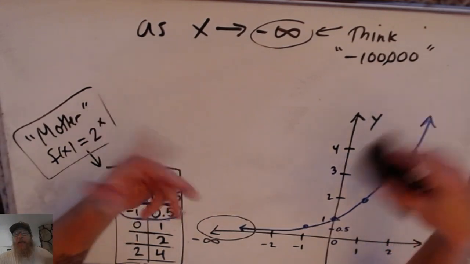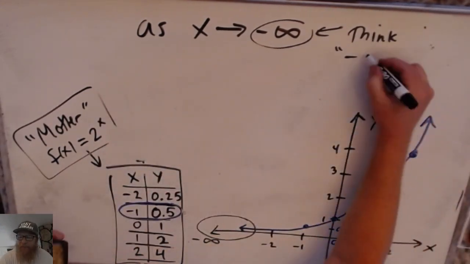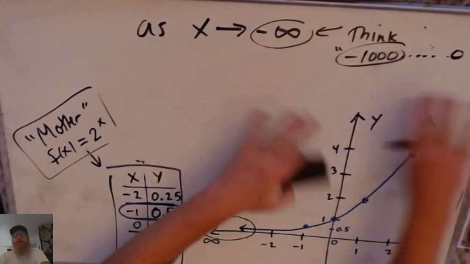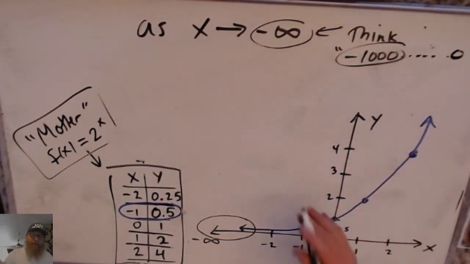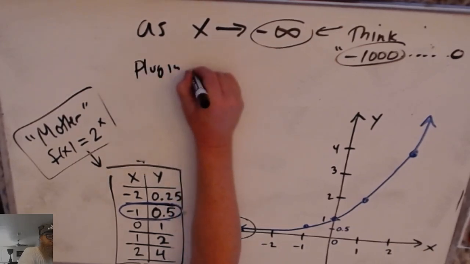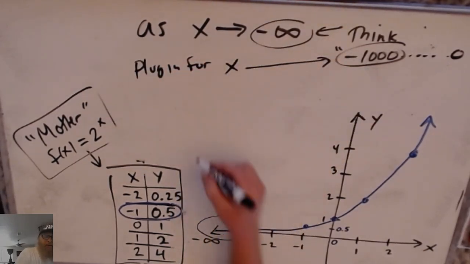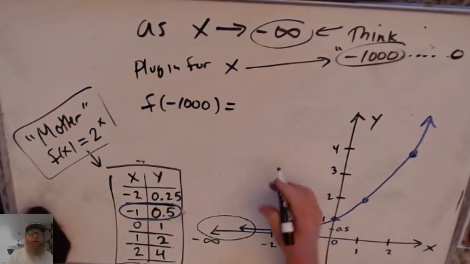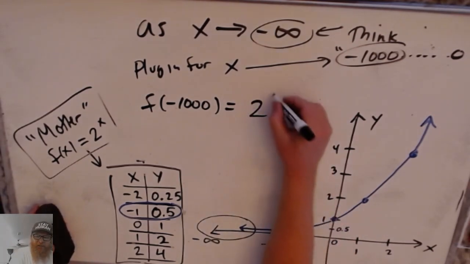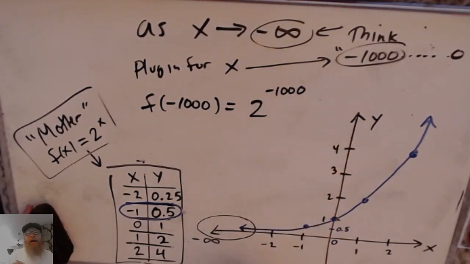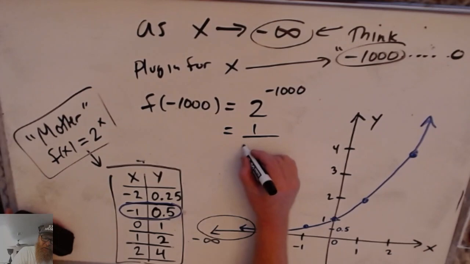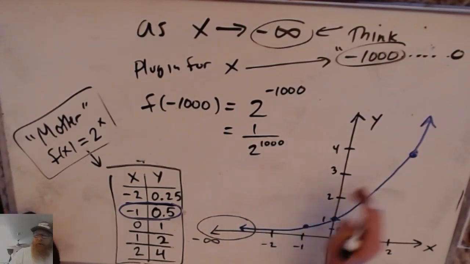In fact, you don't even have to go that big. You could probably just do 1,000. That's probably big enough. But you can go as big as you want, as many zeros as you like. A million, a billion, a trillion. And plug it in. Plug a really big number in for x here. And I'm only going to do 1,000 because I don't want to blow up my screen. So I'm going to get 2 to the negative 1,000 power, which is 1 over 2 to the 1,000th power.